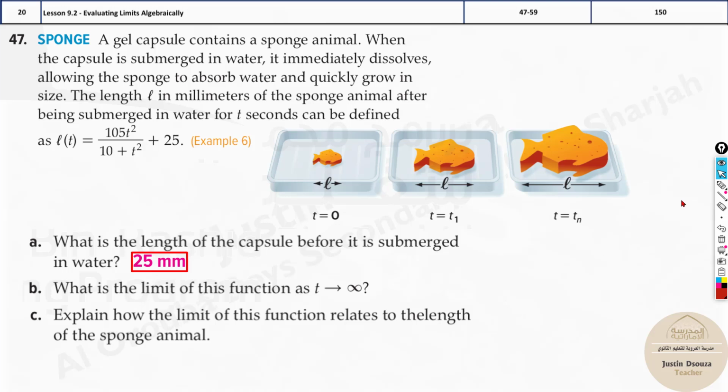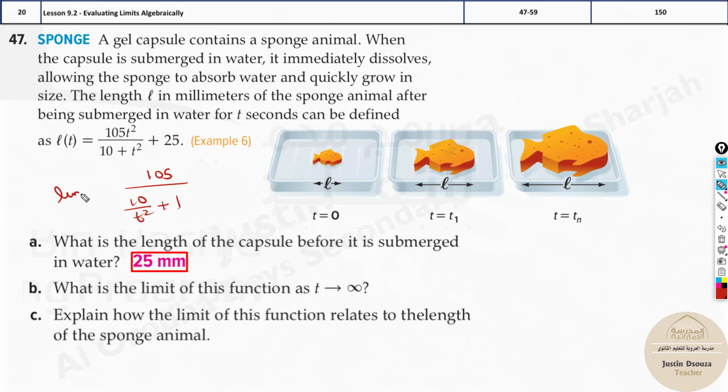What is the limit of this function as x tends to infinity? That means over here, just now what we did, we are going to do it again. So I'll just divide only this left side. I'm going to divide by t squared. Okay, so it will be 105 divided by t squared and multiply. This will be just 105. Over here it will be 10 divided by t squared plus 1.